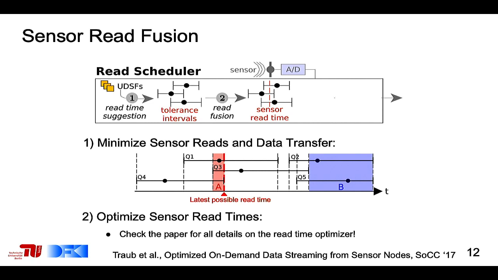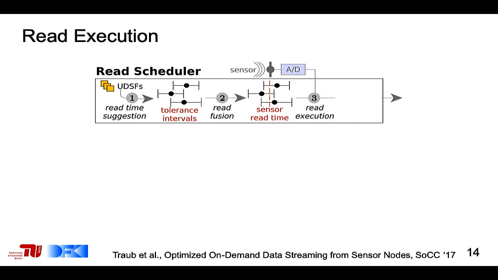So once we have done the sensor read fusion, we actually execute the sensor read on the physical sensor, and then we do what was also requested just a few seconds ago, any local operations we want to apply on that sensor data, like a filter or aggregations.